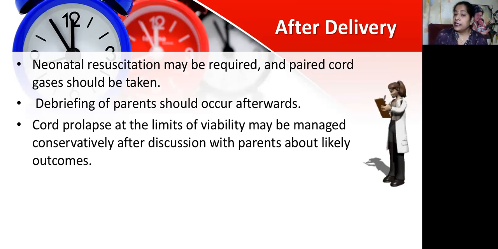Cord prolapse at the limit of viability may be managed conservatively after discussion with the patient and the attendants about the likely outcomes. So, if the baby is unable to survive at less than 24 weeks or less than 20 weeks of gestation, in that case, it may be a decision of the parents not to resuscitate the baby. And in those situations, conservative or expectant management can be opted for.